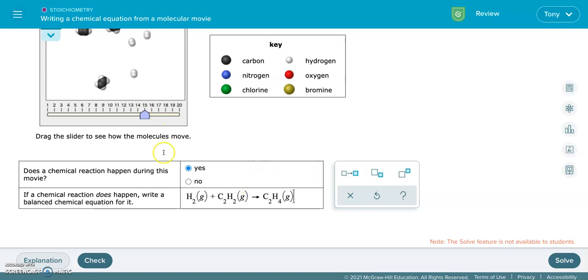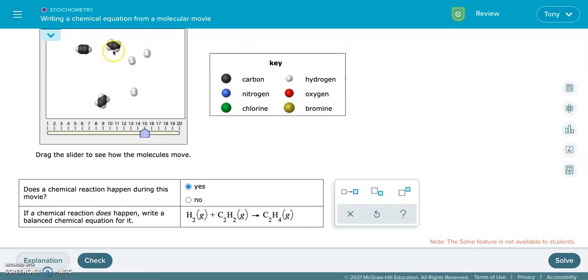That's all we really need to focus on. We just need to write out what that chemical reaction is. The same chemical reaction is occurring up here, and that's okay. We don't need to pay too much attention to that. And then the last thing we want to do is make sure that this is a balanced chemical reaction. So let's go ahead and check that one.